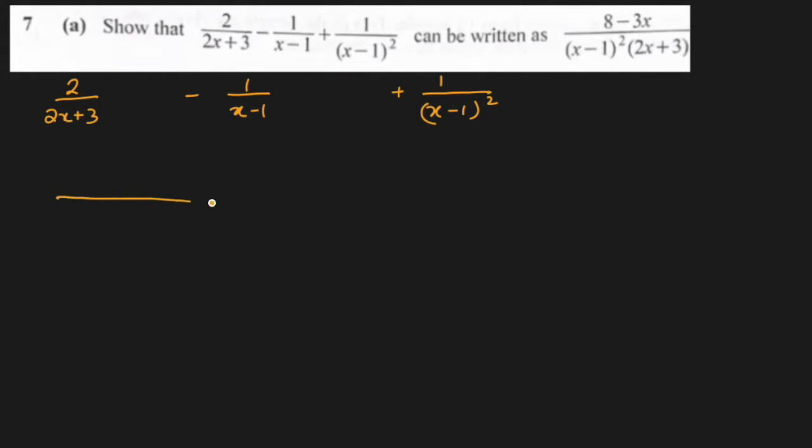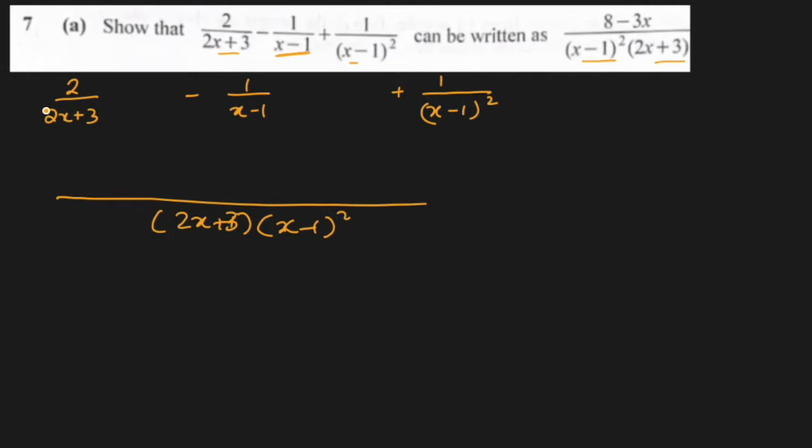What next? Show that this particular expression can be written as this, and we can see 2x plus 3, 2x plus 3, x minus 1 square. Okay, yes, we can do it. So let me write them separate, 2 over 2x plus 3 here, then minus 1 over x minus 1, and then plus 1 over x minus 1 square. I wrote them a little separate because I wanted to find their LCM, and the LCM will be the multiplication of the denominators, 2x plus 3 and x minus 1 square. I did not write x minus 1 because this x minus 1 is part of this, so it is not needed, only this and this written, which is matching here.